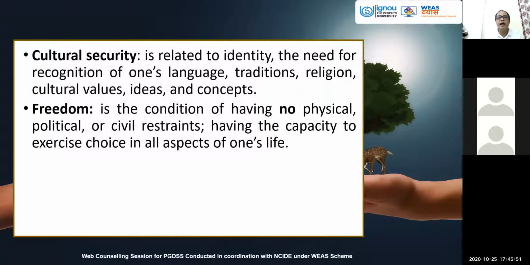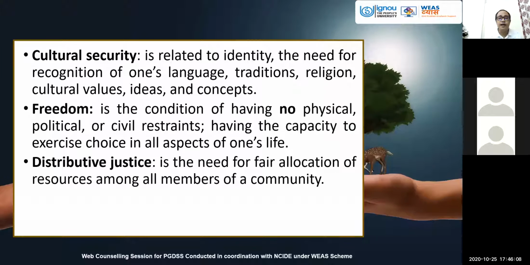Then we need freedom. It is the condition of having no physical or political restraint, having the capacity to exercise choice in all aspects of one's life. Another is distributive justice, the need for fair allocation of resources among all members of a community. Here, we are looking from a holistic, broader sense of needs.